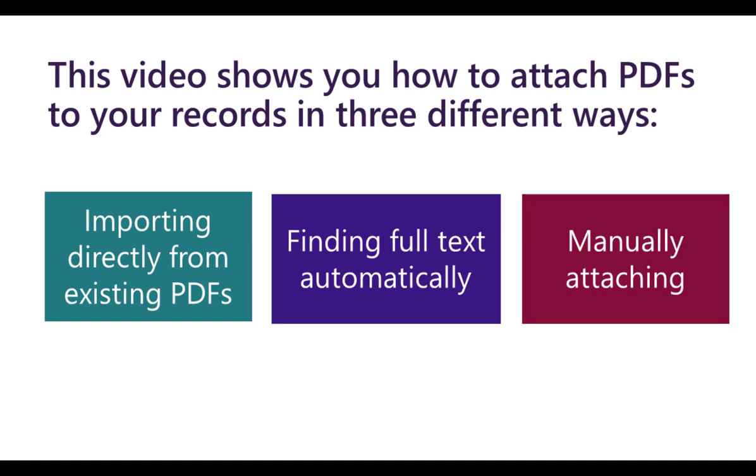This video looks at three different ways of attaching PDFs to records. The first method will look at importing directly from existing PDFs, so there is no initial record, but that is created when the PDF is imported. The second way looks at finding full text automatically, where EndNote will search the web to see if it can find required PDFs. And finally, we look at attaching them manually when you've downloaded the PDF onto your computer.